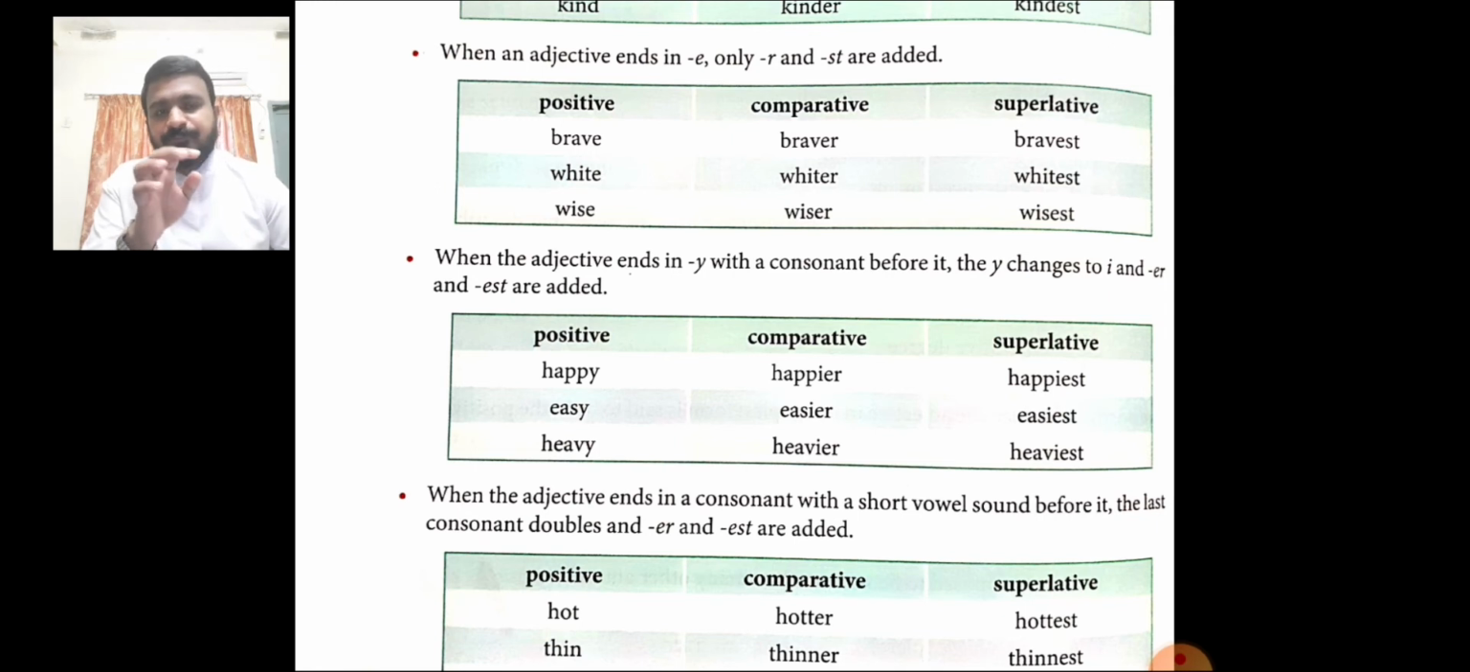Then in the comparative, happier, H-A-P-P-I-E-R. Then happiest. Dear students, why did we not use happyer or happyest? Why? That is the reason I told you just before giving the example: if an adjective ends in Y and before that a consonant sound comes, here P, the sound P comes in happy, then we need to change that Y into I, then EST or ER is to be added. Or look at the next words, easy, easier, easiest, then heavy, heavier, heaviest.